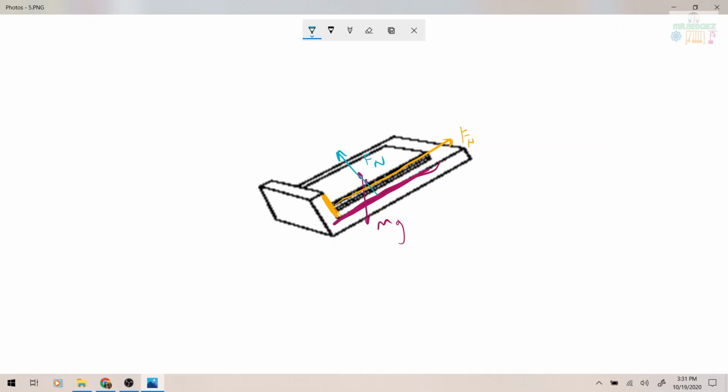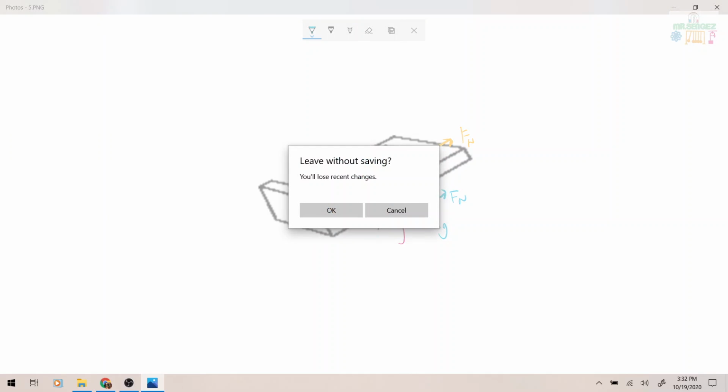and the other is going to be due to this bottom surface, which is another Fn. So basically the overall free body diagram of the object is going to be mg, Fn, and another Fn. Alright, so that's the free body diagram of the system.